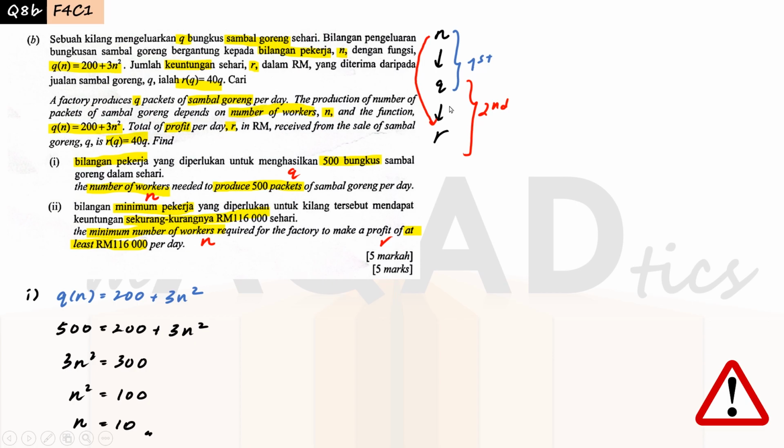Alright, so because q is inside the first and the second function, and the first function goes only into the second function, what we can do is substitute the first function into the second function. It's like we are forming a composite function. Okay, so a composite function is a function with two functions inside. To form a composite function, we put the one that we need to sub at the inside, and the other function on the outside. So here, for the function 200 plus 3n squared, I will sub it inside the r here.